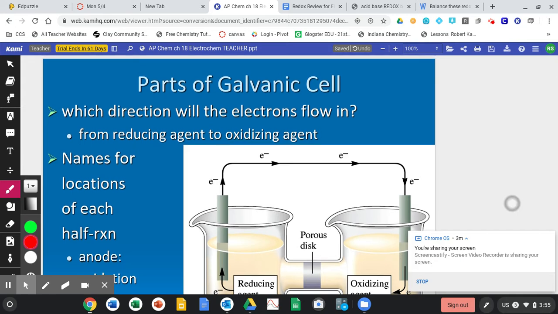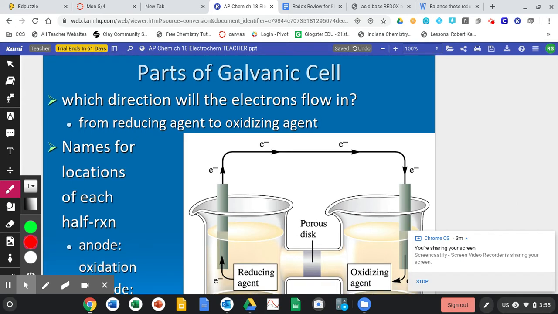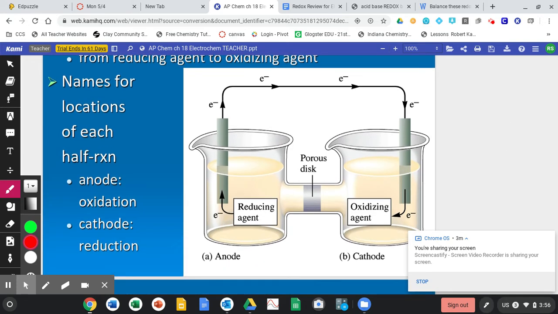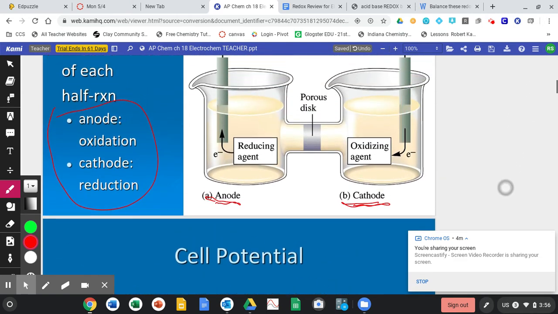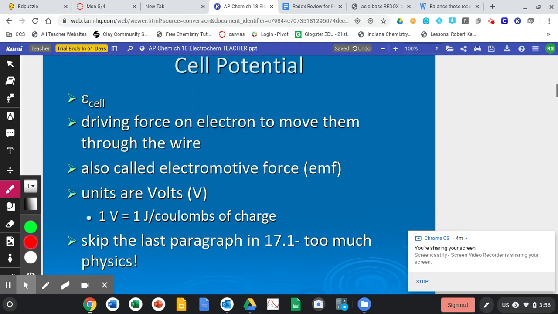So, parts of a galvanic cell. Notice that you have electrons moving. This is the reducing agent, which means it's the substance oxidized. This is the oxidizing agent, which means it is the substance reduced. So the substance oxidized, where the electrons are leaving it, is the anode. The substance reducing, or gaining electrons, is the cathode. So this is key for you to get your homework done today and in the next couple of days. So be sure that you have recognized that.